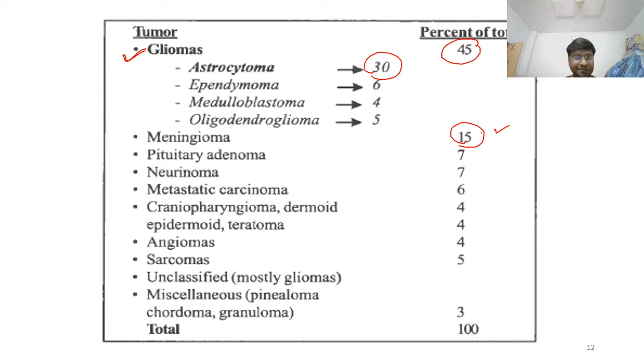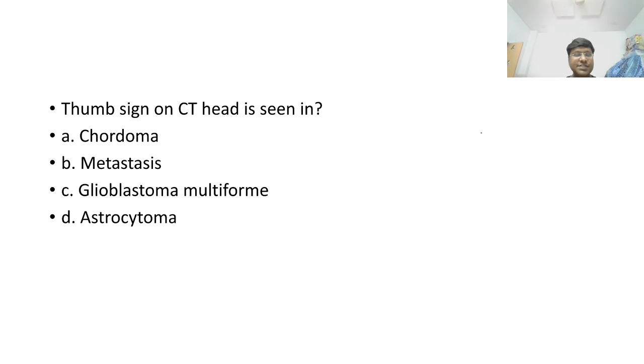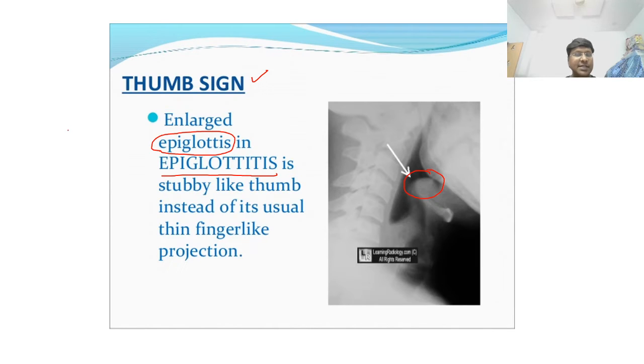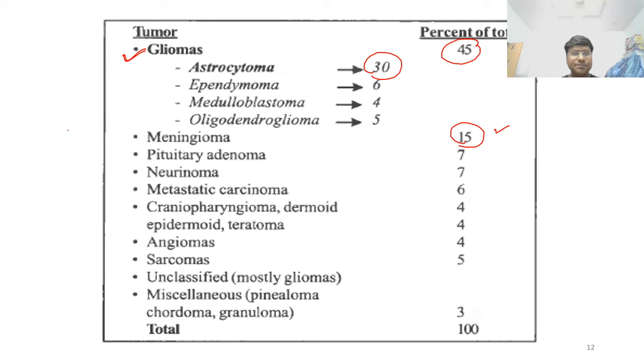Right? So, going back to your first question again, right? Thumb sign on the CT head is seen in case of chordoma. Remember that point? Very, very important multiple choice question. And X-ray showing thumb sign, epiglottitis. X-ray abdomen showing thumb sign in case of pseudomembranous colitis. Okay, right.